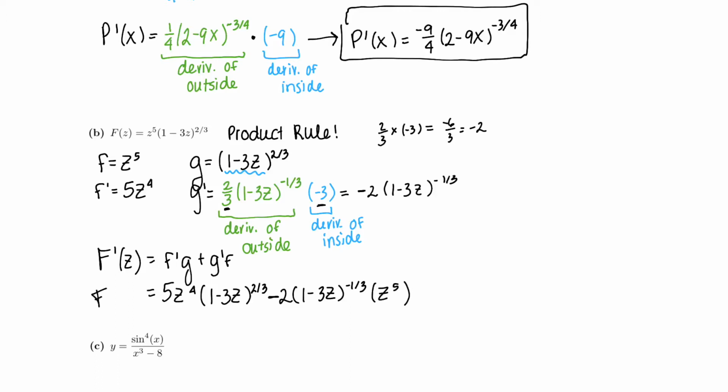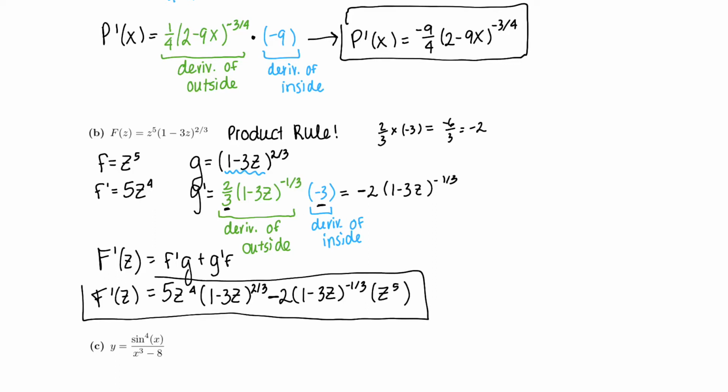And that would be your derivative, which could be simplified further, but I'm not going to. I already simplified a little bit. By simplify, I mean you could move the z to the 5th in front here, and you could factor out a z to the 4th, but it wouldn't really be worth it. You would just leave it like this, please.